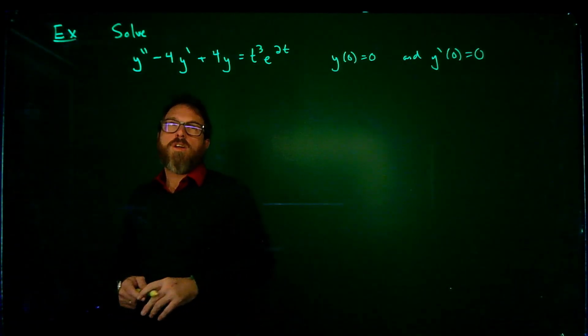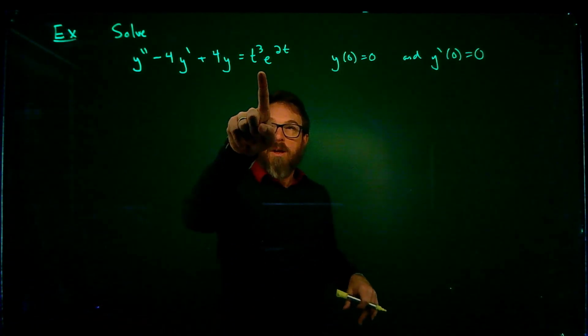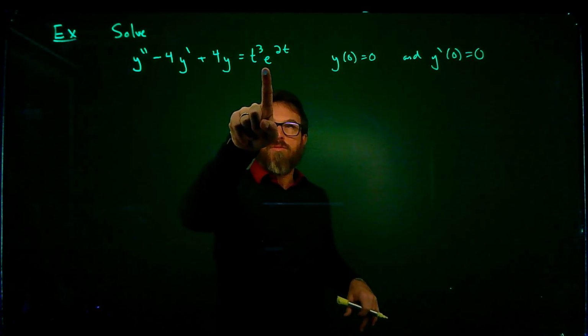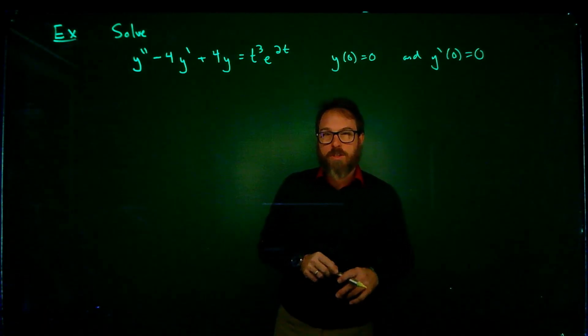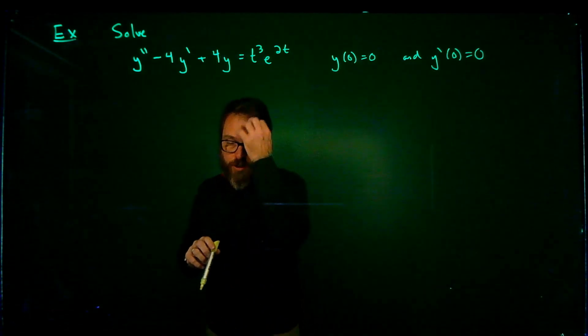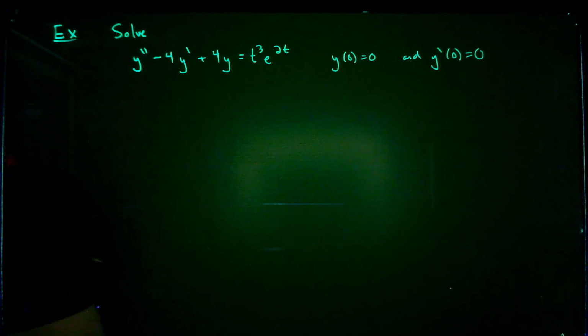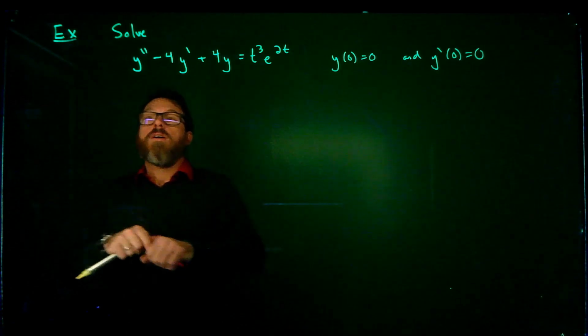All right, well, I want to solve this differential equation, and what I can tell is there's a shift here because I have this e to the 2t in front of this t cubed. So this is going to have to use that translation theorem. So the first thing we're going to have to do is Laplace both sides of this thing.